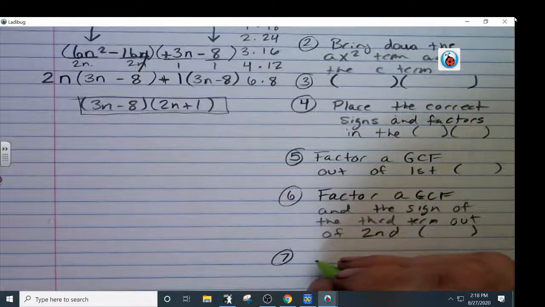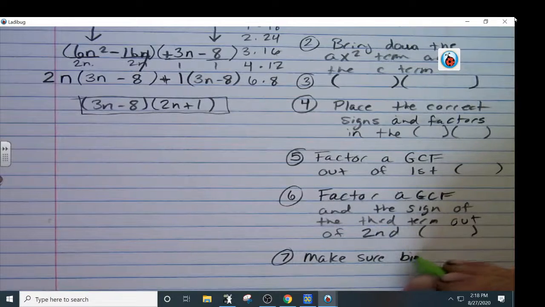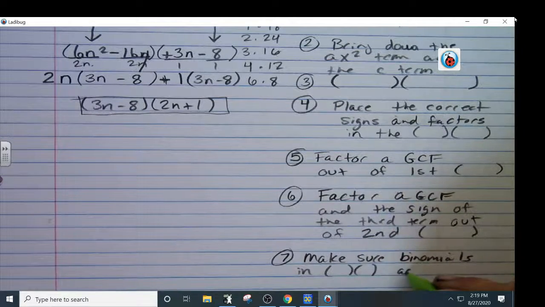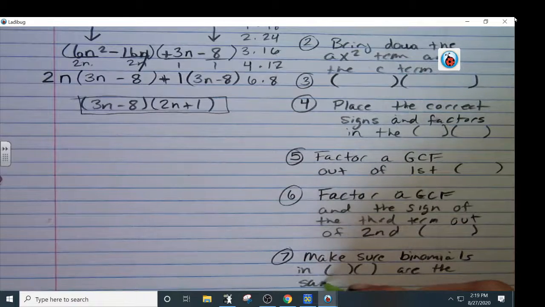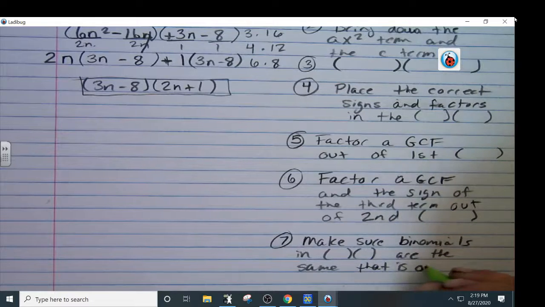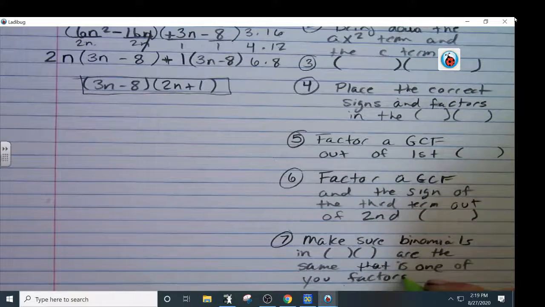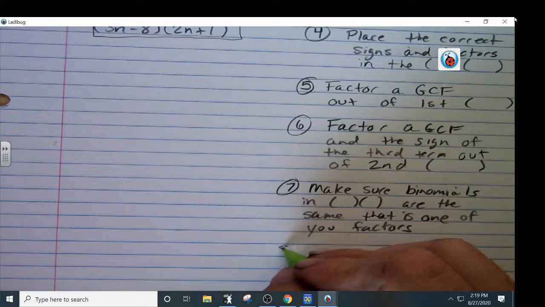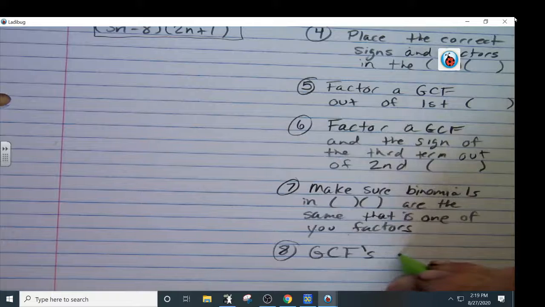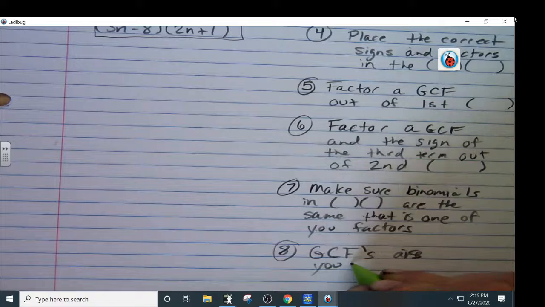So step 7, guys, I'm going to go ahead and write that down if you want to write it. Make sure binomials in parentheses are the same. That is one of your factors. Okay? And then step 8, the GCF or GCFs is your other factor.